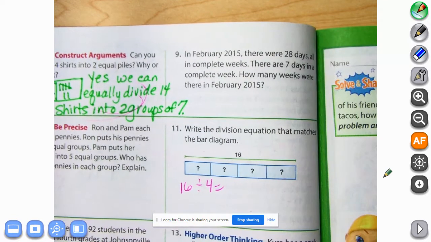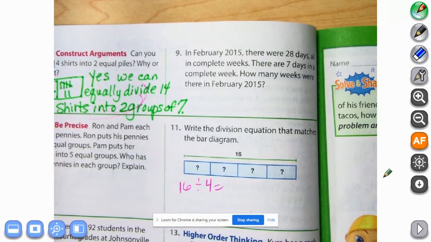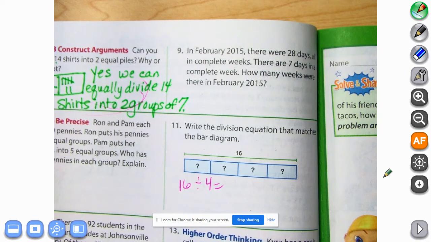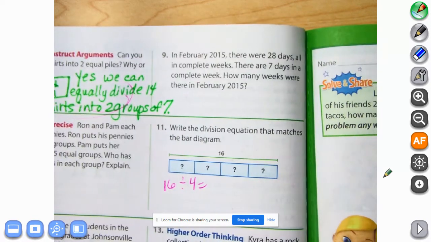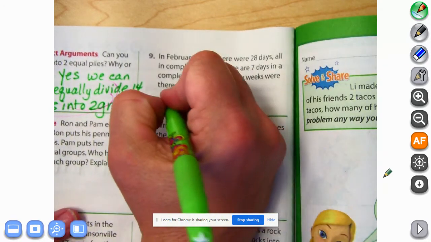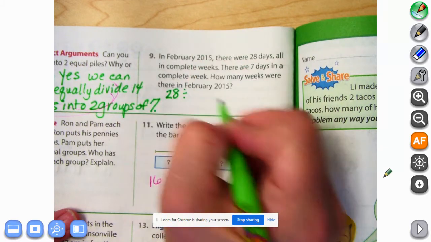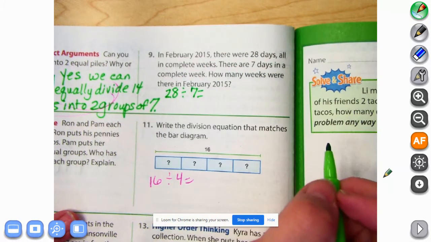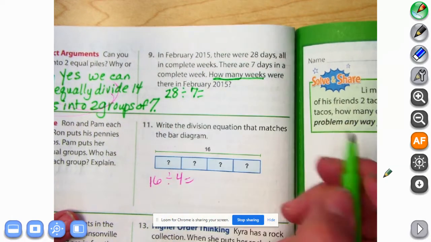Then number 9, in February 2015, there were 28 days, all complete weeks. There are 7 days in a complete week. How many weeks were there in February 2015? So we're looking at 28 divided by 7 days would say how many weeks. We're looking for how many weeks.